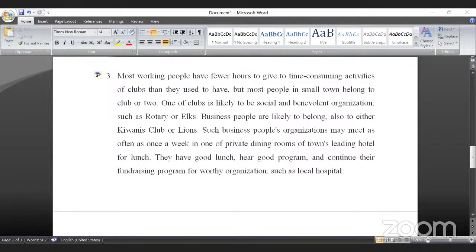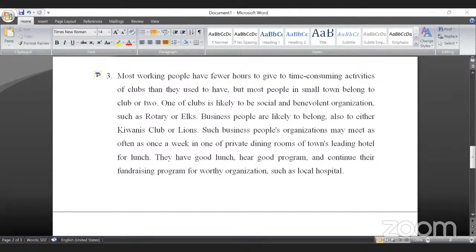Correct. Then what is benevolent? Sorry, meaning of benevolent organization. Benevolence means kindness, right? So people who do charity work and all that, social and charity organizations, right? That's what it means.